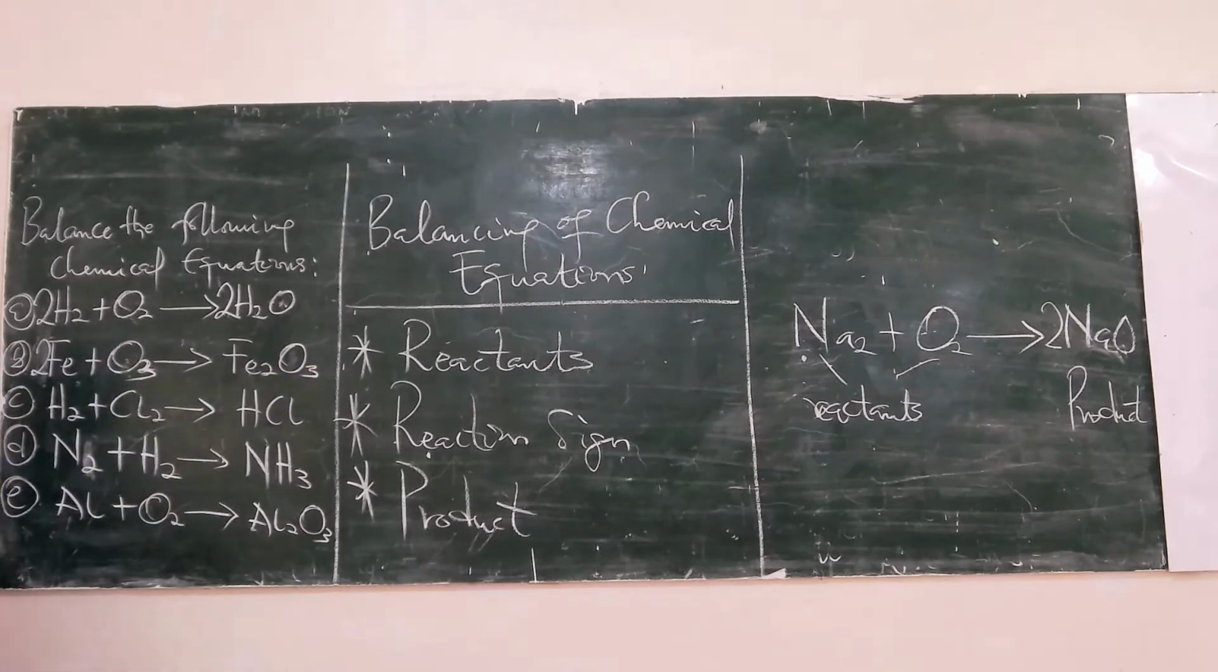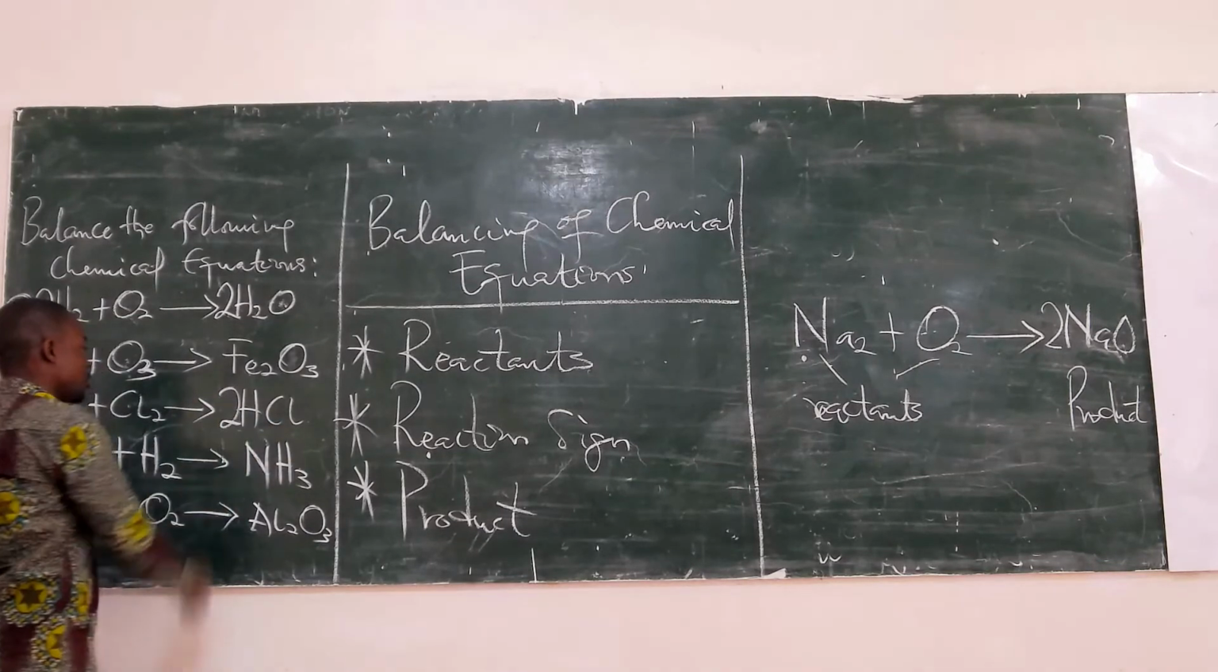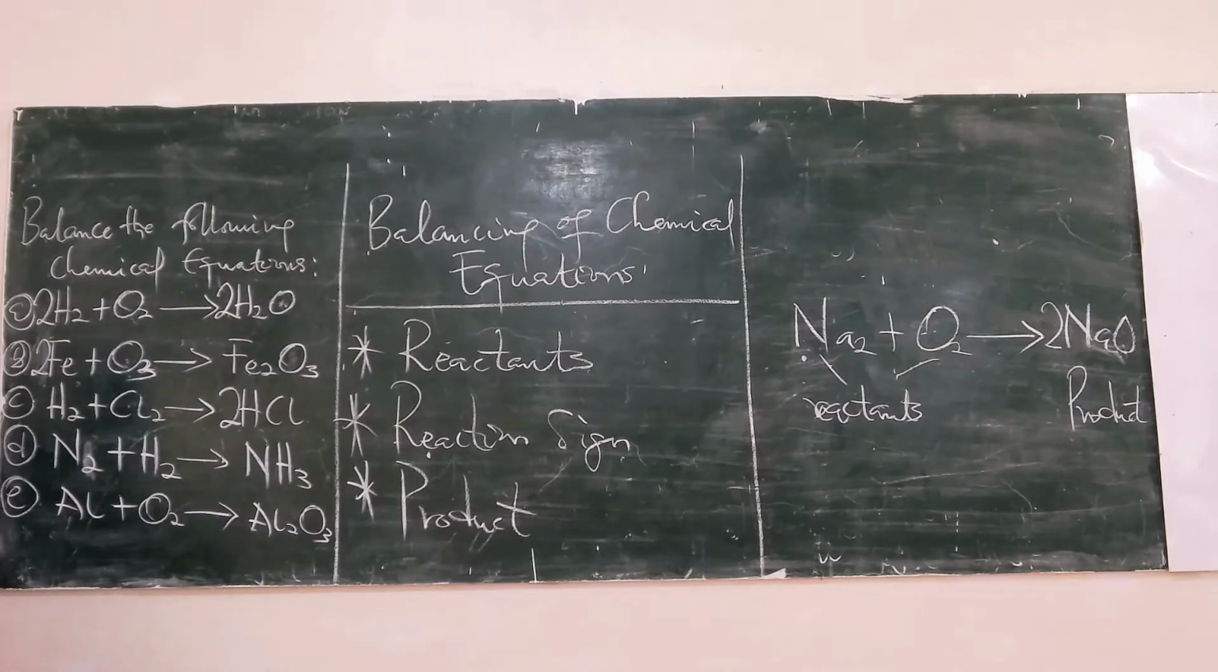They are balanced now. Let's get to C. How many hydrogen atoms are here? 2. Chloride. But when you come here, how many? 1. 1, 1. So you need to place big 2 here to balance the equation. And then here, what can I do?